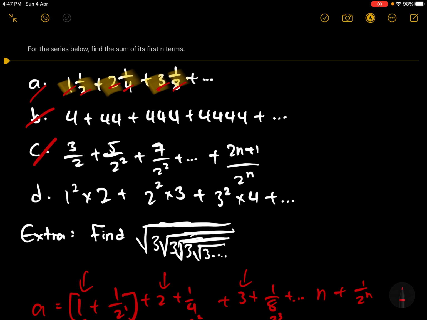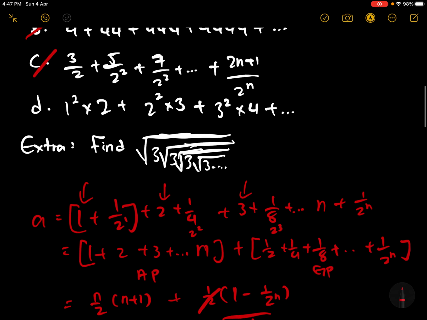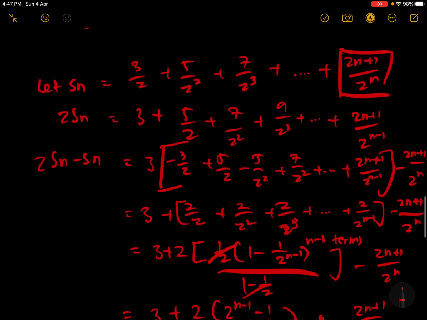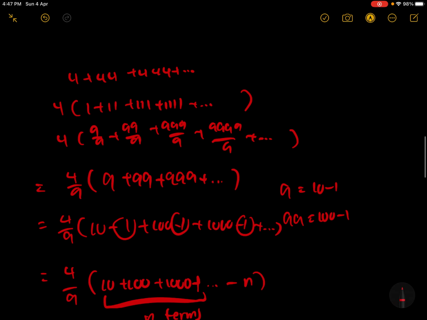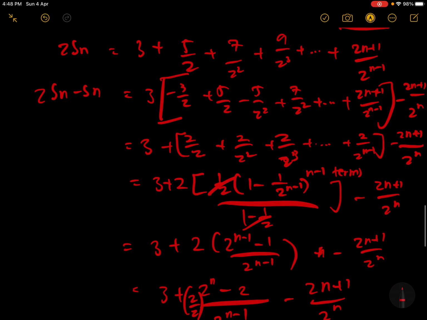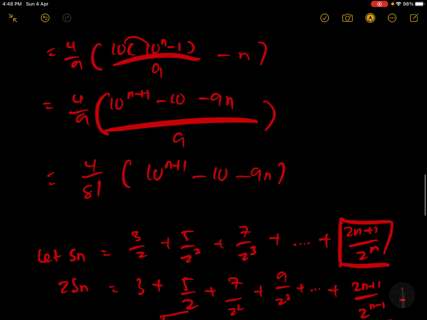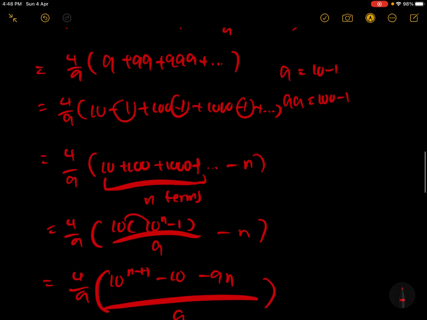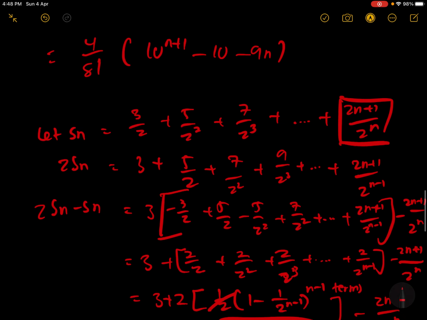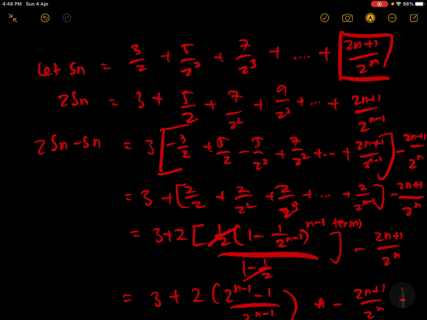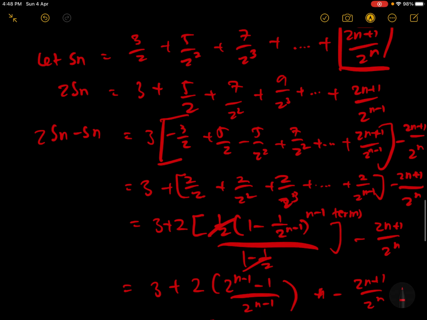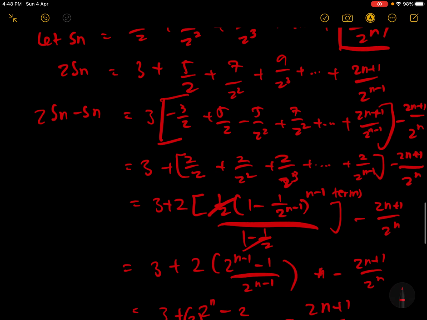So without further ado, let's get right into it. So for A, we separate them into their own AP and GP and then add them together. For B, we have a GP in the middle of everything. We have a GP in the middle of the question, but it's multiplied by a random number, and then minus n.